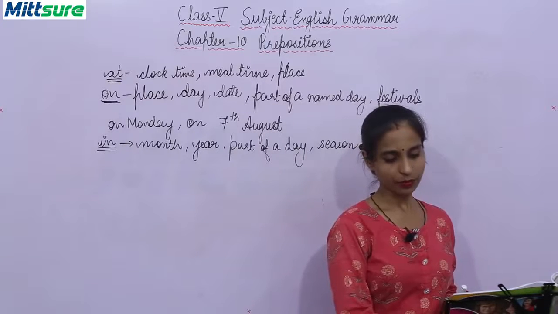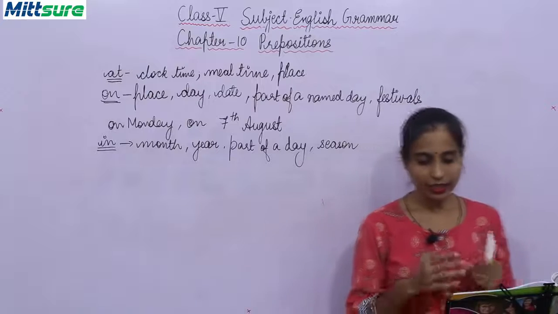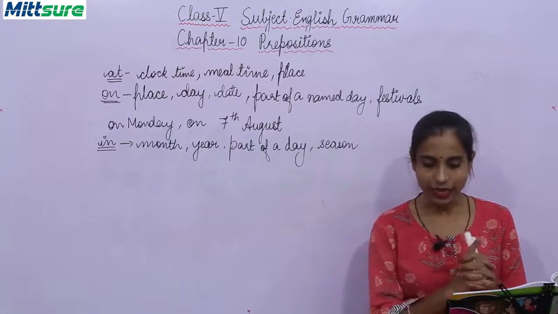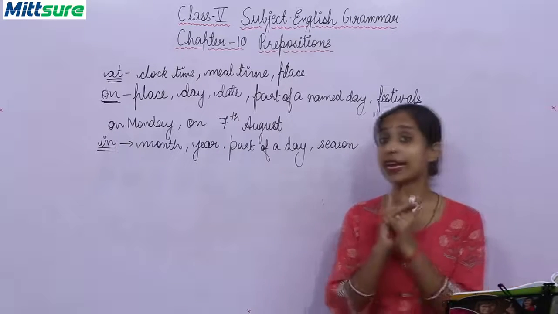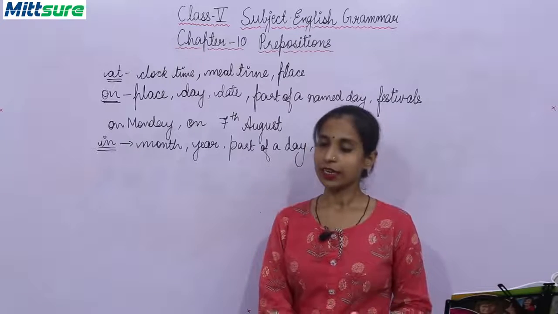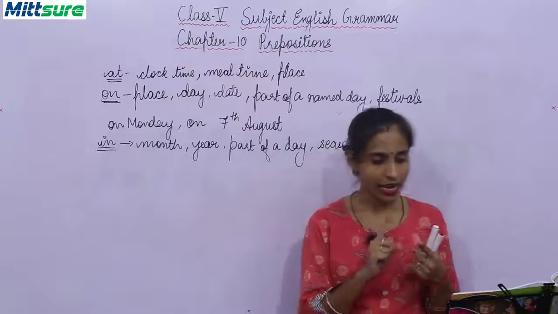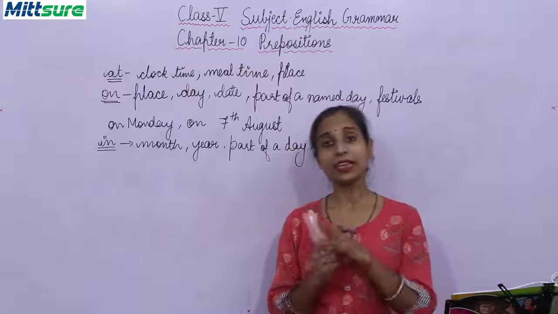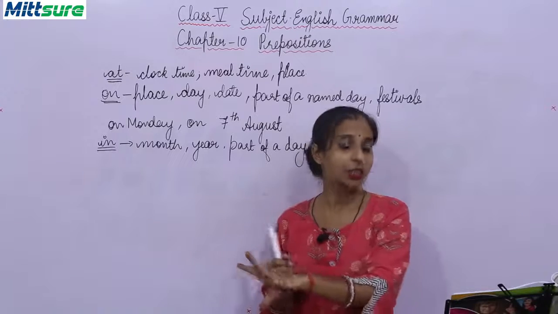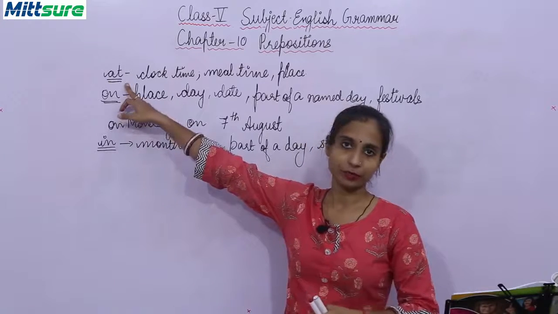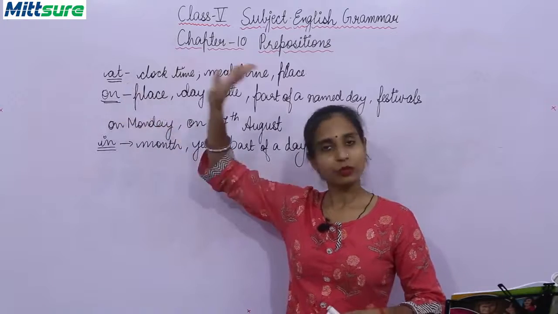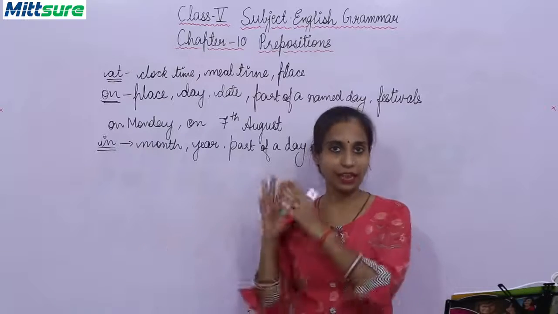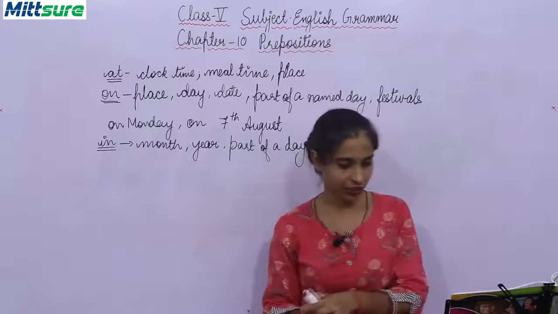Just read the examples. We use in with morning, afternoon and evening, but at with night. These are exceptions we are reading. With morning, evening and afternoon, we are using in. But when we are talking about night, we always use at. Clear? With three parts of the day, we are using in. With the fourth part of the day, the last part of the day, we are using at.